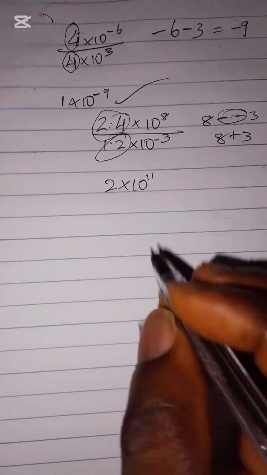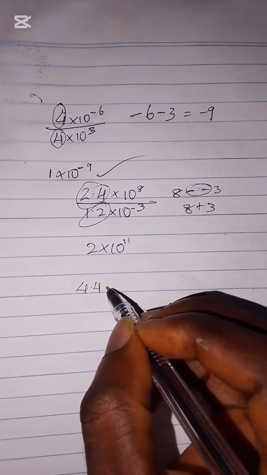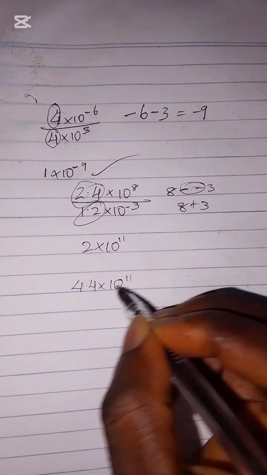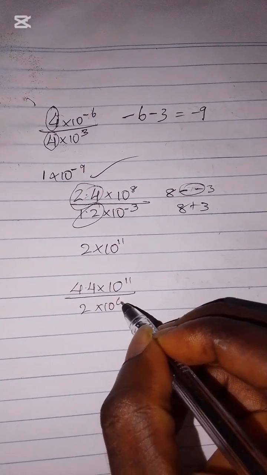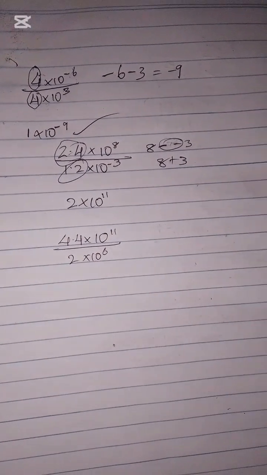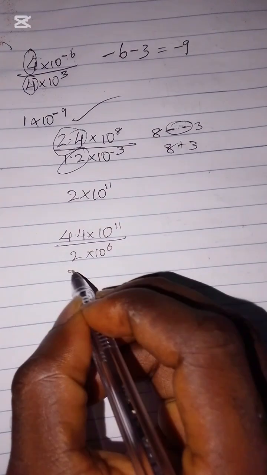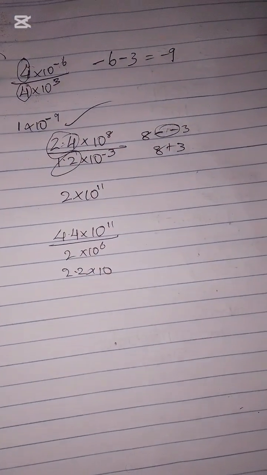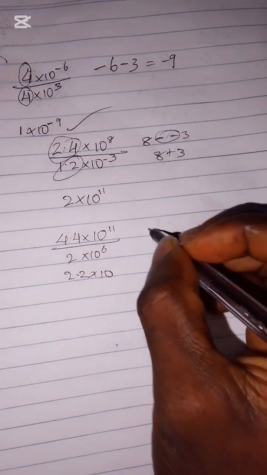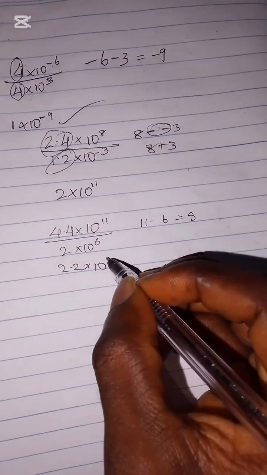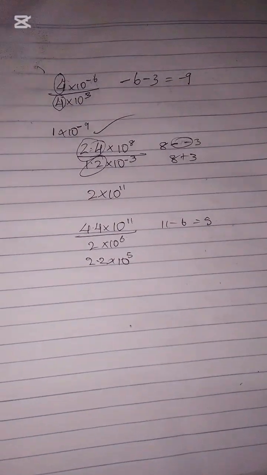Now let's look at another example. Let's say I am faced with 4.4 times 10 raised to the power 11 divided by 2 times 10 raised to the power 6. How am I going to divide this? Let's divide the base. 4.4 divided by 2 will give me 2.2. So 2.2 times 10. You can see this one is 11, this one is 6. So I'm going to subtract them. 11 minus 6 gives me 5. So raised to the power 5. That's simple. I'm done.